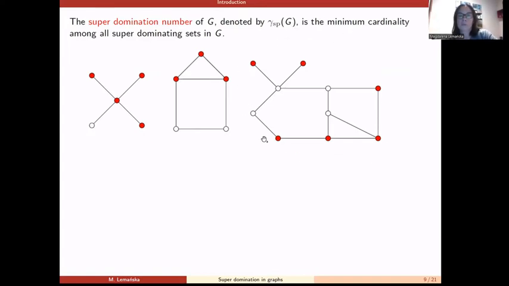Here we have also an example of a superdominating set. It's not so difficult to verify that this is a minimum superdominating set. And at the first look at these examples, we can see that in general we really need quite a lot of vertices in a graph to form this superdominating set, even if it's minimum.